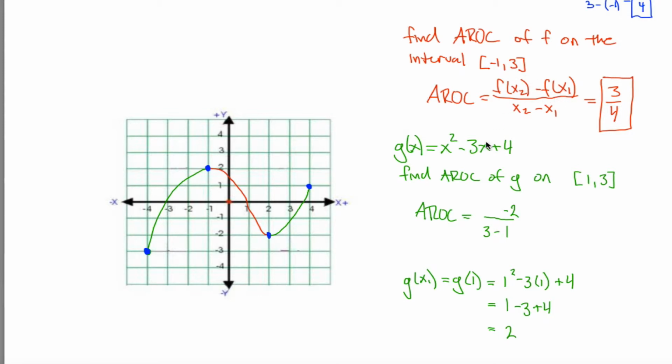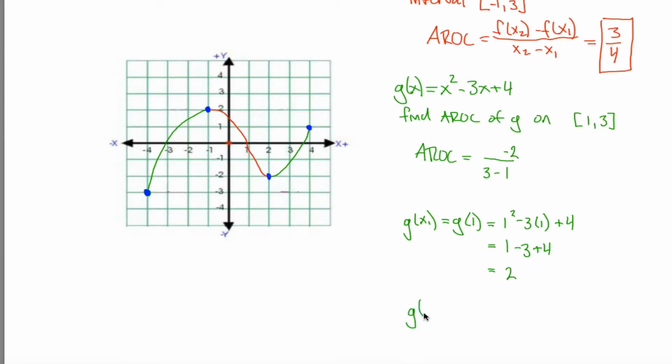Now I got to figure out this thing right here. I got to figure out what is g of x2. Well, no problem. I decided I'm going to call this thing x2. So to figure out g of x2, I just take this thing right here and plug it into my function g. And how do you do that? Well, you got the blueprint for g right here. Just change all the x's into 3's. 3 squared minus 3 times 3 plus 4. 3 squared is 9, minus 3 times 3 is also 9. So 9 minus 9 is 0, plus 4 more, I get 4. Goes right here in my formula. Do a little bit of subtraction, you get 2 over 2. Do a little division, you get 1.